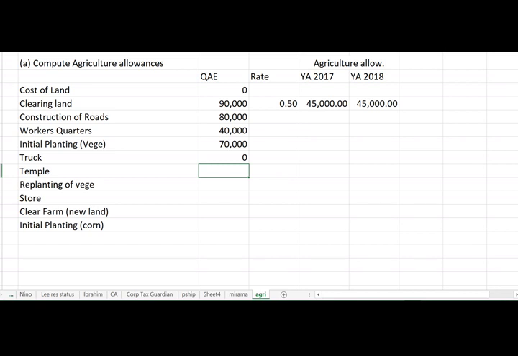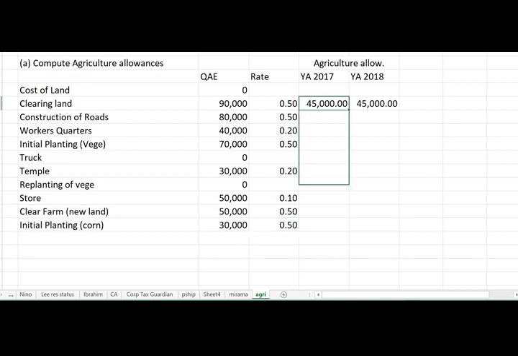Okay, then the temple is 30. Now replanting is 0 also, that's not qualifying. The store is 50, then another 50, and finally 30. Okay, so my rate 0.5, 0.2, 0.5, 0.2, 0.1, 0.5, 0.5. Now, and then guys, what you do is you just take these and pull all the way down.